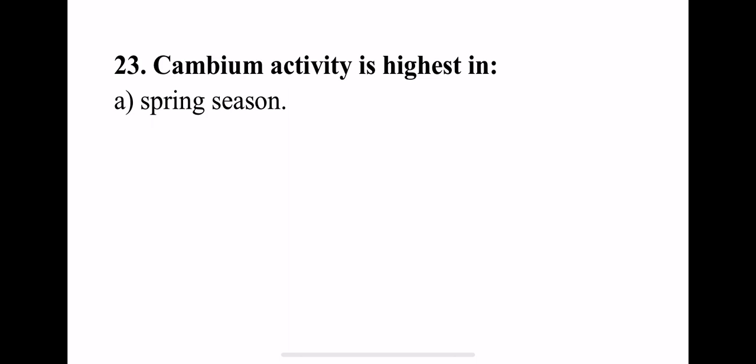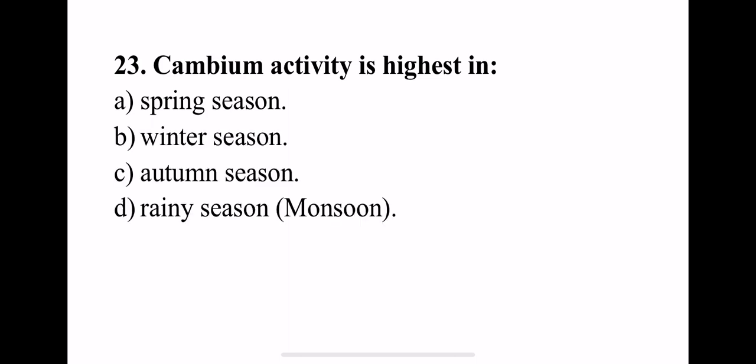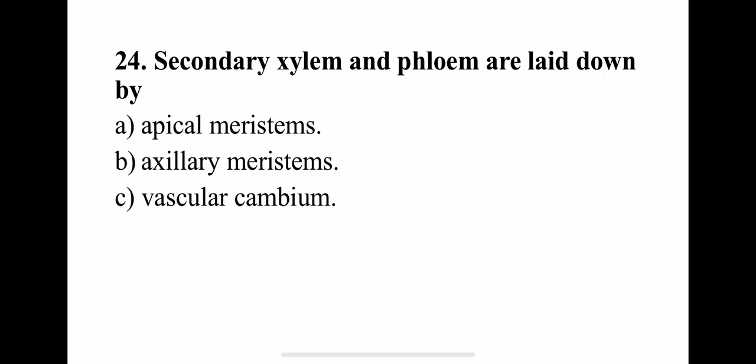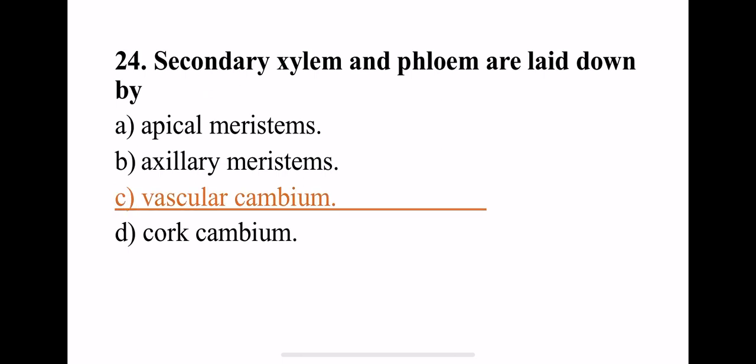Cambium activity is highest in which season? In your book you have only 2 seasons, so forget about options B and D. Between A and C, during the spring season only the cambium activity is high. Secondary xylem and phloem are laid down by the vascular cambium. Due to the vascular cambium only, secondary xylem is formed.